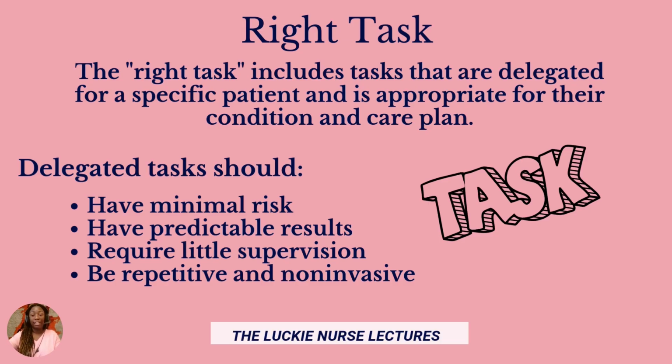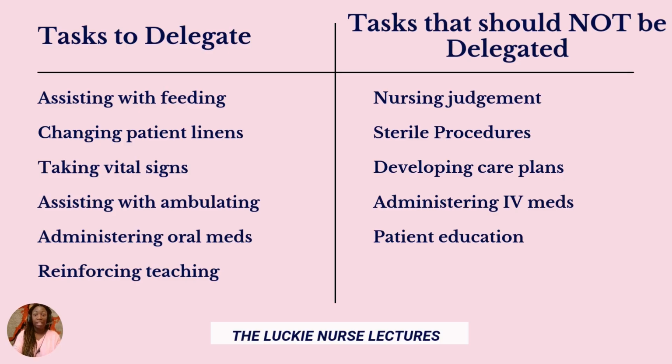So, on the next slide, I've listed tasks that can and cannot be delegated. So here's a chart with a list of different tasks put into one of 2 categories: tasks that can be delegated and tasks that should not be delegated. So, under the first category of tasks to delegate, we have assisting with feeding, assisting with ambulation, changing the patient linens, taking vital signs, administering oral medications, and reinforcing teaching. All of these are things that you can delegate to other people.